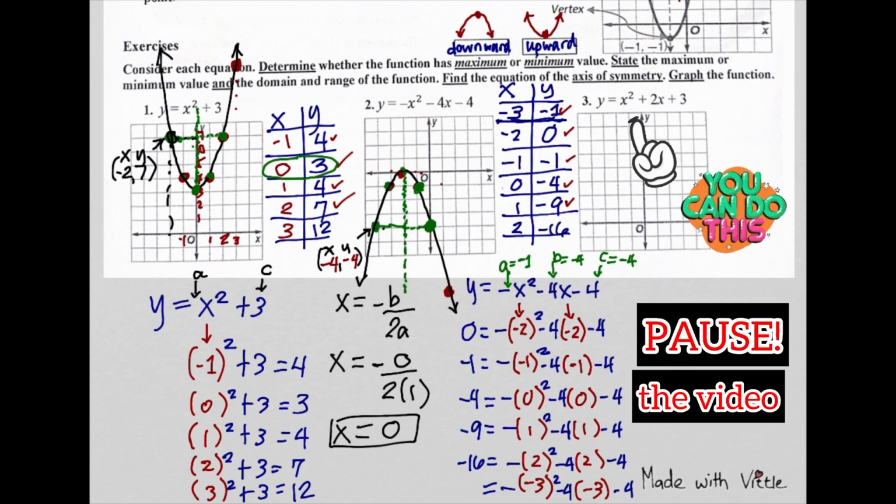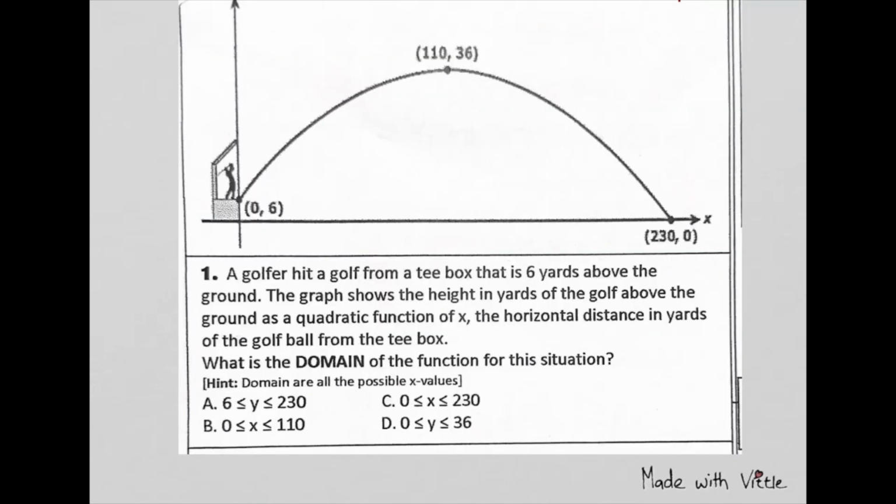Now do the third exercise on your own. A golfer hit a golf ball from a tee box that is 6 yards above the ground. The graph shows the height in yards of the golf ball above the ground as a quadratic function of x, the horizontal distance in yards of the golf ball from the tee box. What is the domain of the function for this situation? You know that domain refers to the x values. Look at your answer choices and cancel the ones that don't say x. Now you know the x value started at 0.